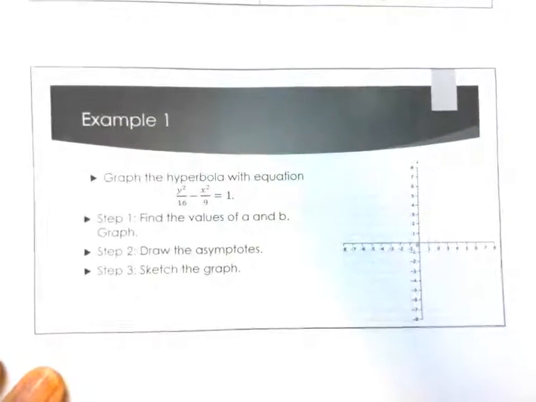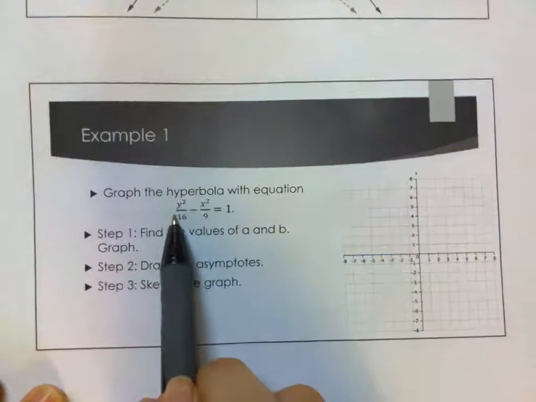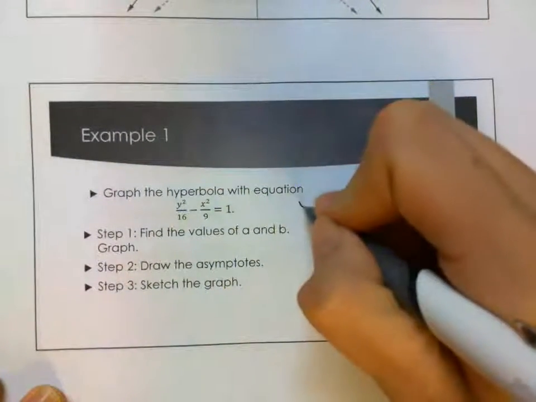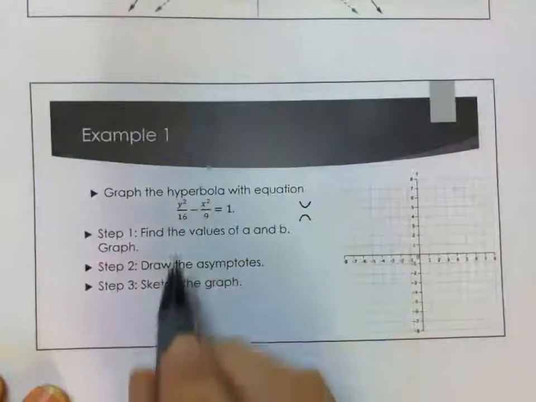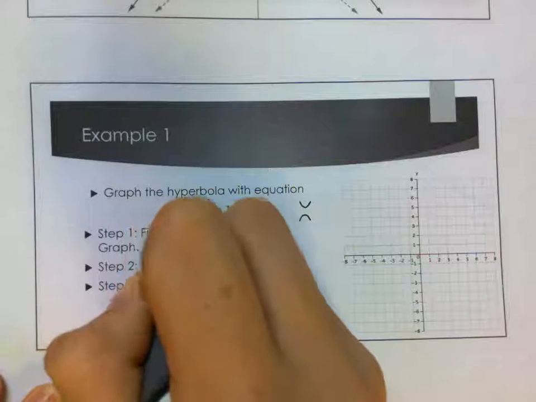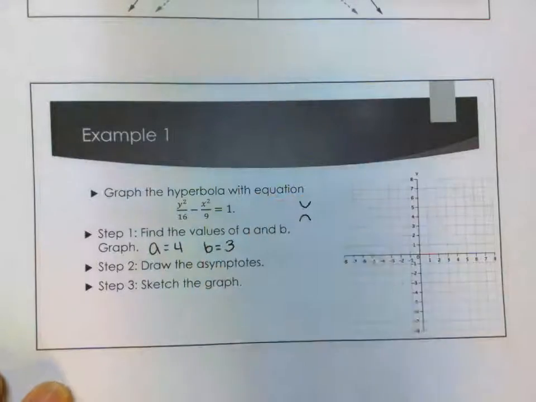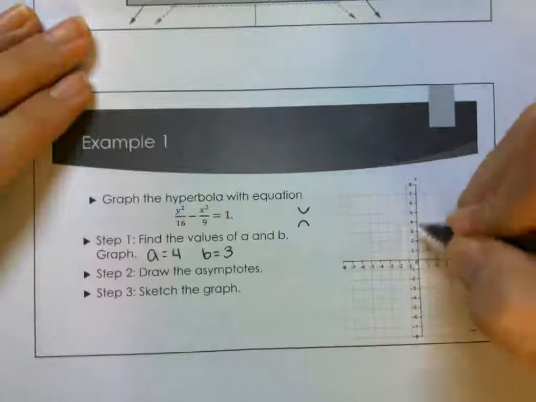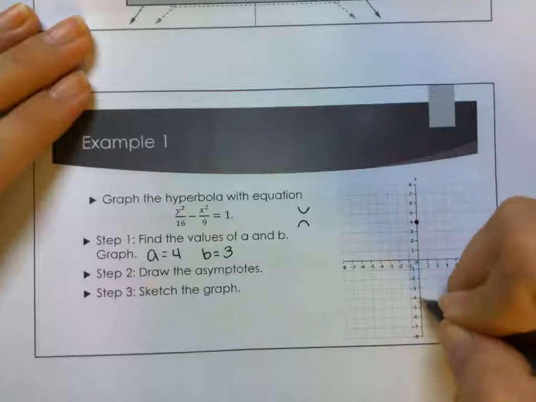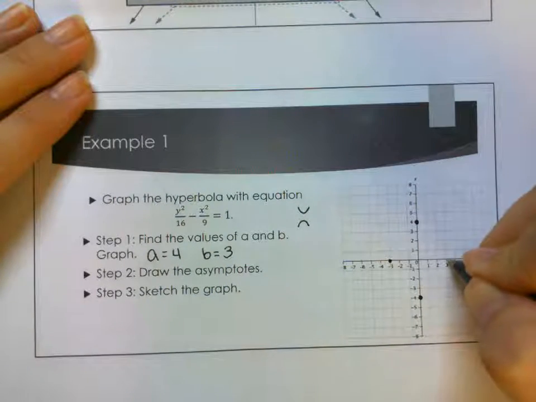Let's jump right in. So graphing with hyperbolas, the first thing that I'm going to do is find the values of a and b. Actually, the very first thing I'm going to do is say y squared is first, so it's going to open up and down. Okay, that's just a little note to me. So a is going to be the square root of 16, which is just 4. B is going to be 3. And I'm going to graph these. Now, this 4 is underneath the y squared, so I'm going to go in the y direction. I'm going to go up 4 and down 4. And in the x direction, I'm going to go left 3 and right 3.